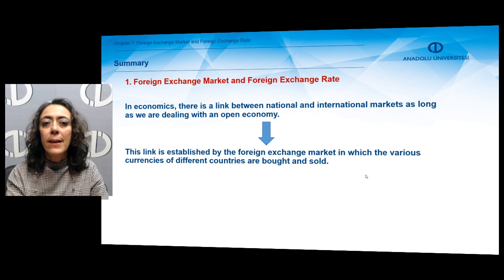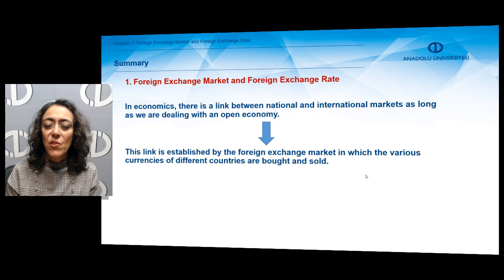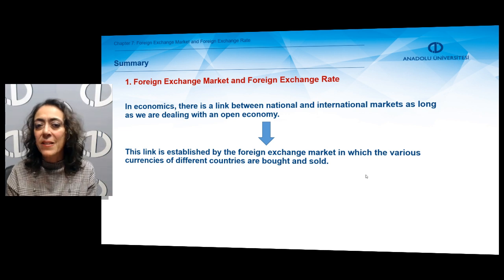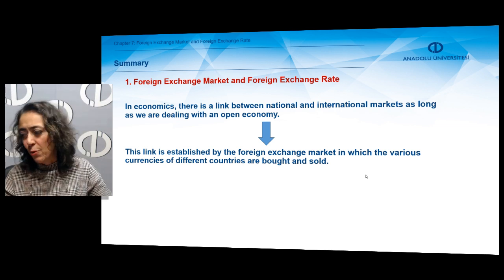In economics, there is a link between national and international markets as long as we are dealing with an open economy. Open economy means it is open to international trade and no restrictions on the free movement of capital. So such an economy is called open economy. This link is established by the foreign exchange market, in which the various currencies of different countries are bought and sold.